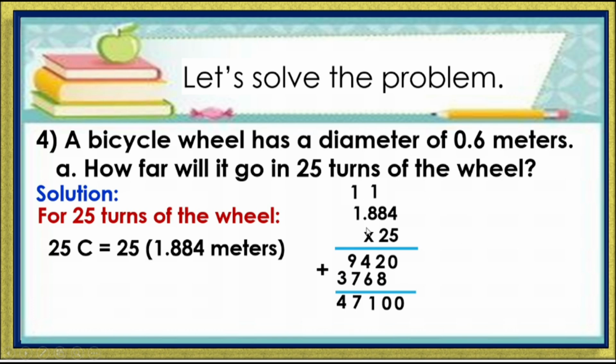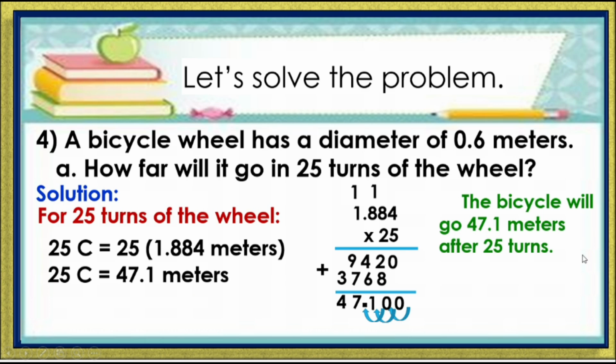Then count the number of decimal places in the multiplicand and multiplier. We have 1, 2, 3. Then this would be 0. Then all in all, we have 3. Move it to the left 3 times. We have 1, 2, 3. Then write the decimal point. Therefore, the value of 25 turns of the wheel is 47 and 1/10 meters, or 47.1 meters. So that would be the correct answer. So the bicycle will go 47.1 meters after 25 turns.